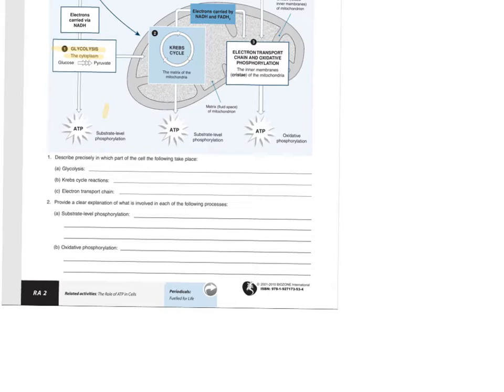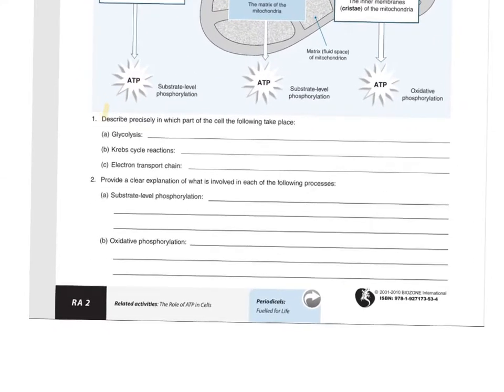So let's make sure we get this straight. Glycolysis, describe which part of the cell it's taking place in. Glycolysis is happening where? Krebs cycle is happening in the matrix of the mitochondria. You should know that. I just said it. It's in the chart right above it. Electron transport chain is in the cristae. That's the inner folded membranes.